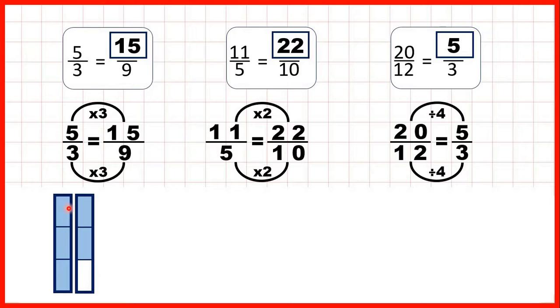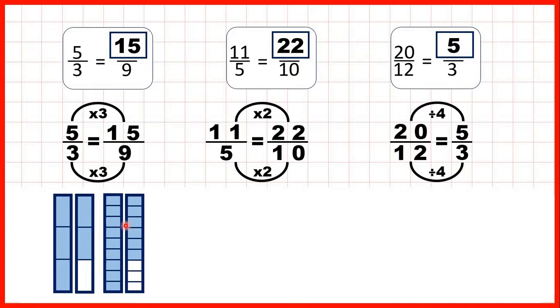So we can show 5/3 because remember, if we've got a whole fraction bar split into 3, then each of the pieces is 1/3, and we can see that we have 5 of them. But we can see that that's equivalent to 15/9, because if each of our fraction bar is split into 9 pieces, then we need 15 of those pieces to have the same amount shaded as we had with 5/3.